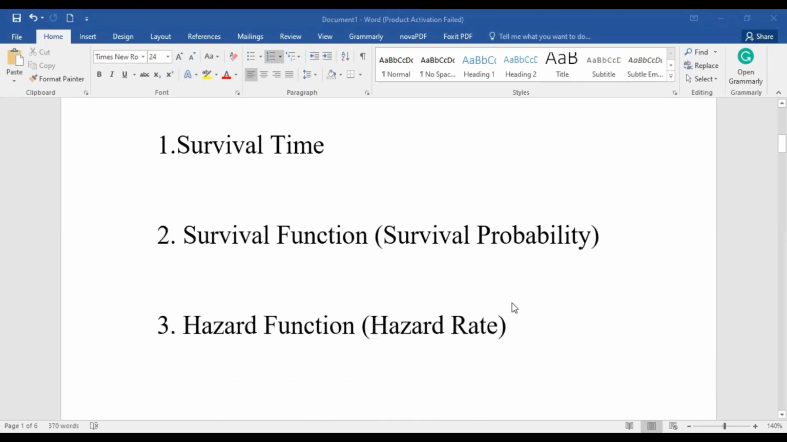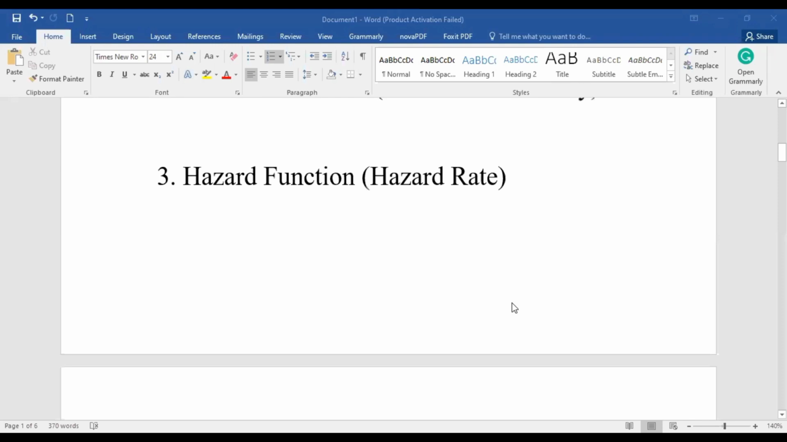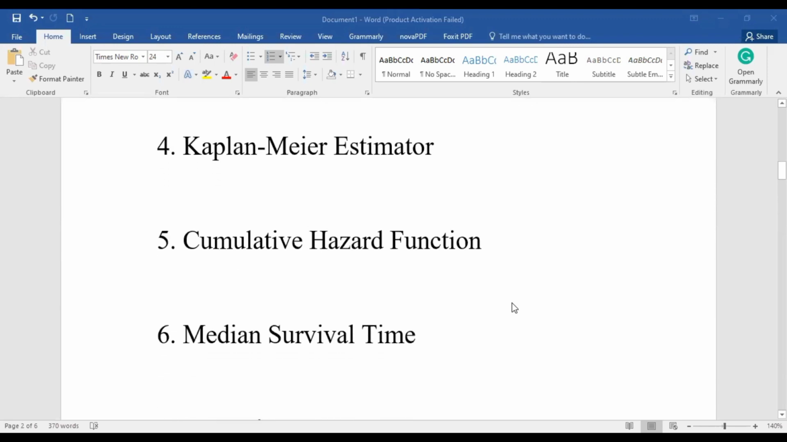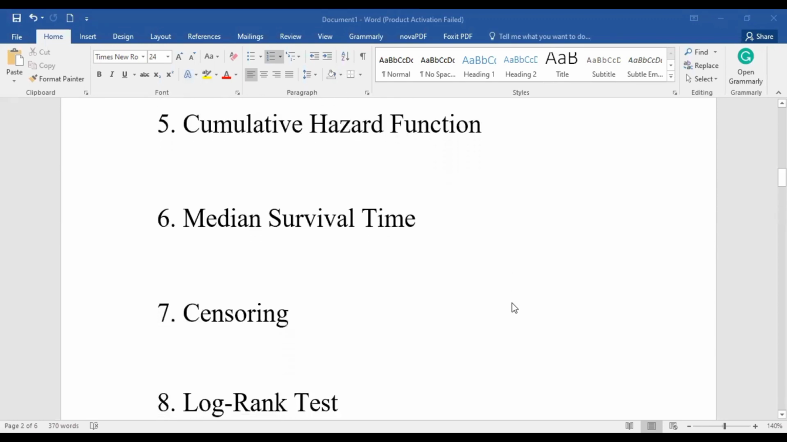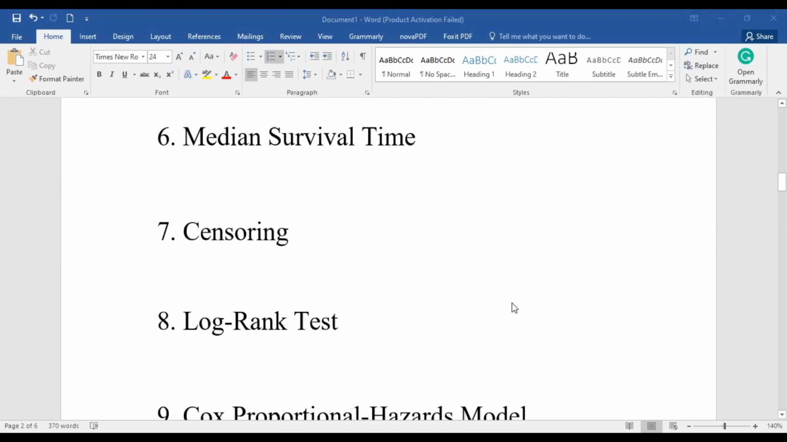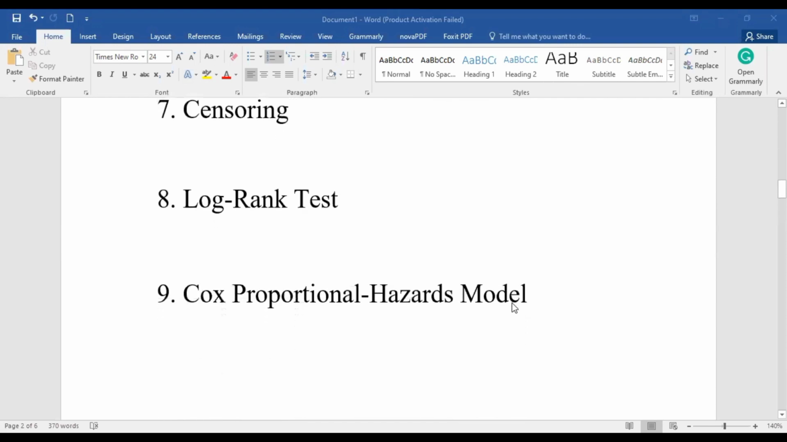Now, the first term we are going to consider is survival time. The second, survival function or survival probability. The third, hazard function or hazard rate. The fourth term, Kaplan-Meier estimator. The fifth, cumulative hazard function. The sixth, median survival time. 7, censoring. 8, Log-rank test. And 9, Cox proportional hazard model.